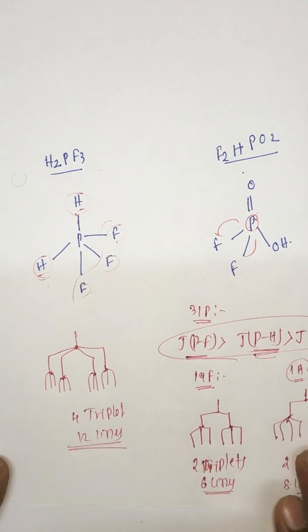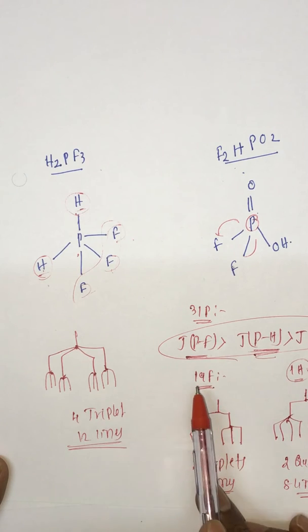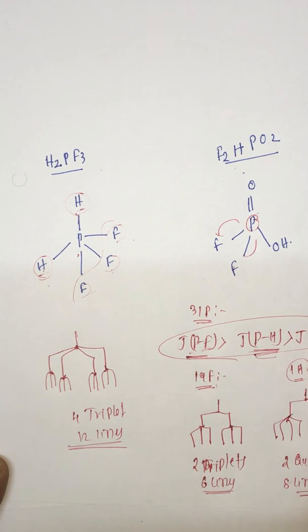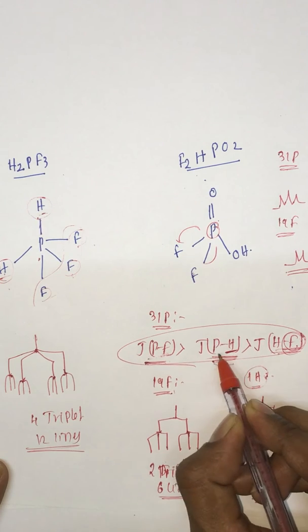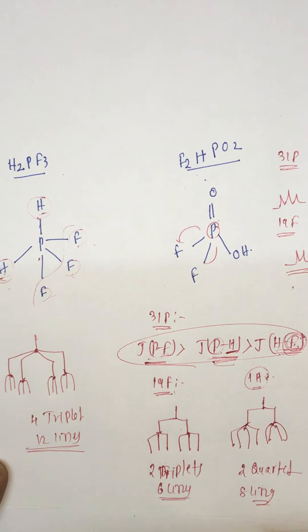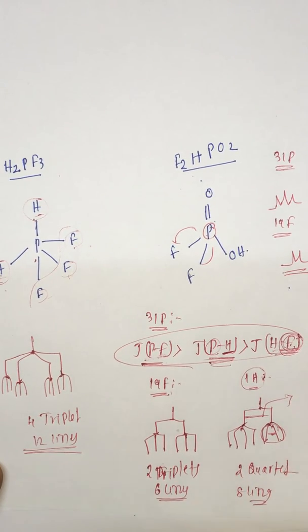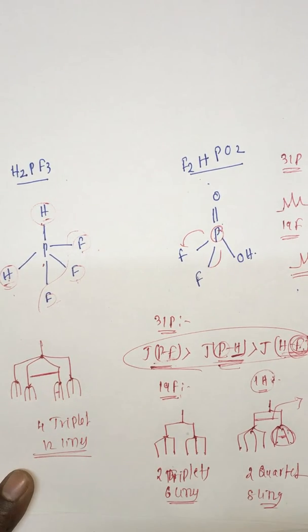Okay, so according to this, when we are recording 31P NMR spectroscopy, first phosphorus couples with fluorine and further hydrogen. And when we are recording 19F NMR spectroscopy, first fluorine is coupling with phosphorus, and at last fluorine is coupling with hydrogen. And when we are recording 1H, hydrogen is coupling with phosphorus and further with fluorine. So like that we have to draw the tree diagram. We can see here the coupling constant of this one is greater than the coupling constant represented here. Here also the coupling constant is greater than the coupling constant of these two peaks.